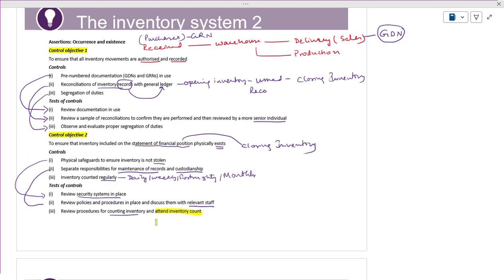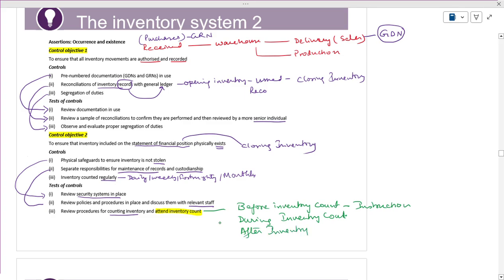Is it right? I am writing this. This is very good; you have reminded me. What do you have to do before inventory count? Before inventory count, there will be clear-cut instructions. During the inventory count, we have to make observations of how they are doing it. And after inventory count, once inventory has been counted, how they are making the documentation.